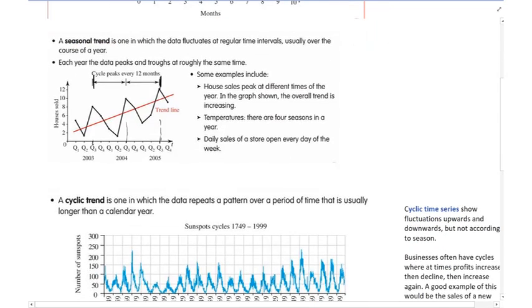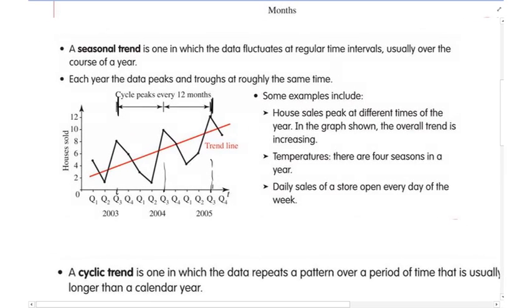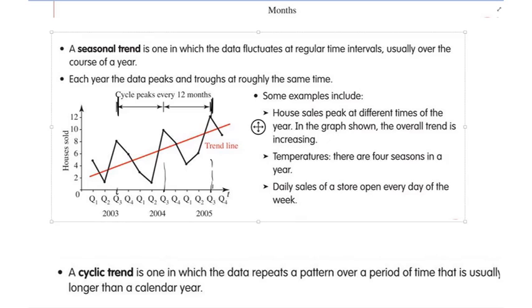Next type, seasonal, is one in which the data fluctuates at regular time intervals, usually over the course of a year. It says over a course of a year, but it could be over a week, could be over a month. Seasonal doesn't have to equate to a season as such. I'll go through this example in a moment.